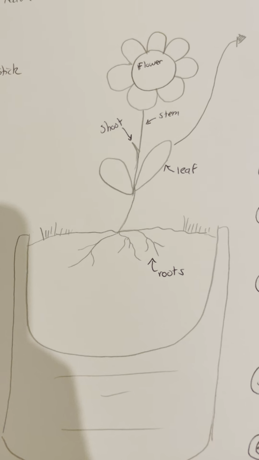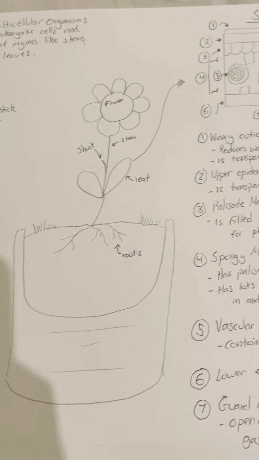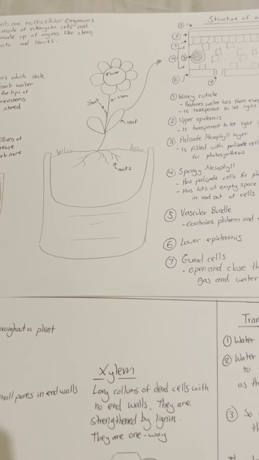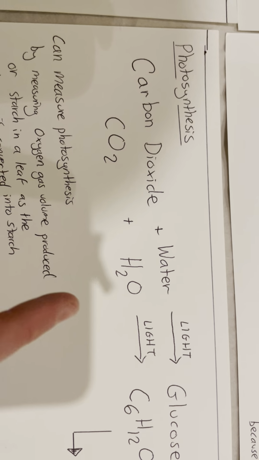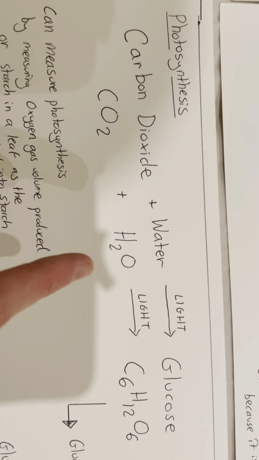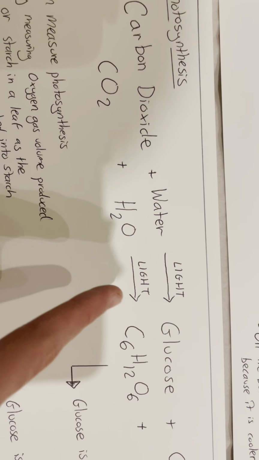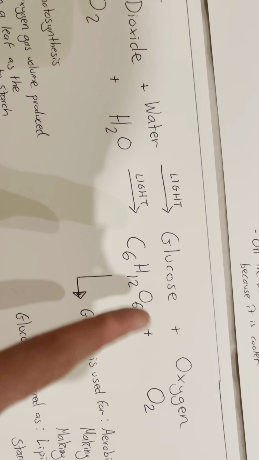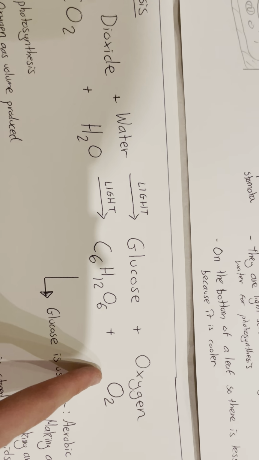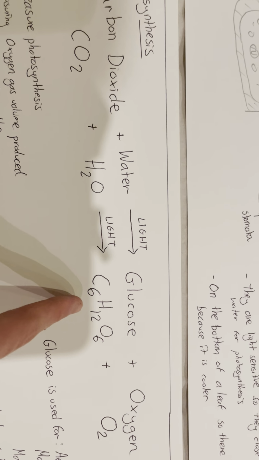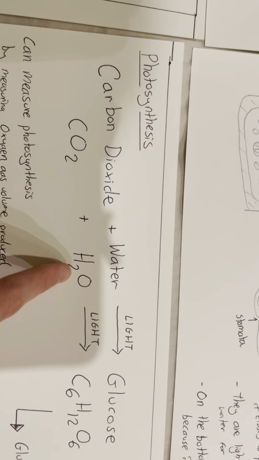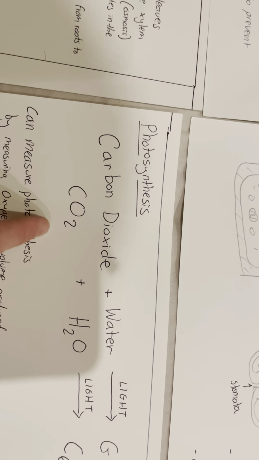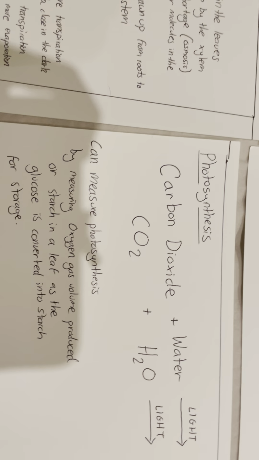Plants, their main thing, their famous thing that they do that we animals don't do, is photosynthesis, which is your main biology equation, which is carbon dioxide plus water in the presence of light turned into glucose and oxygen. Oxygen is O2, glucose is C6H12O6. Water is H2O, and carbon dioxide is CO2.